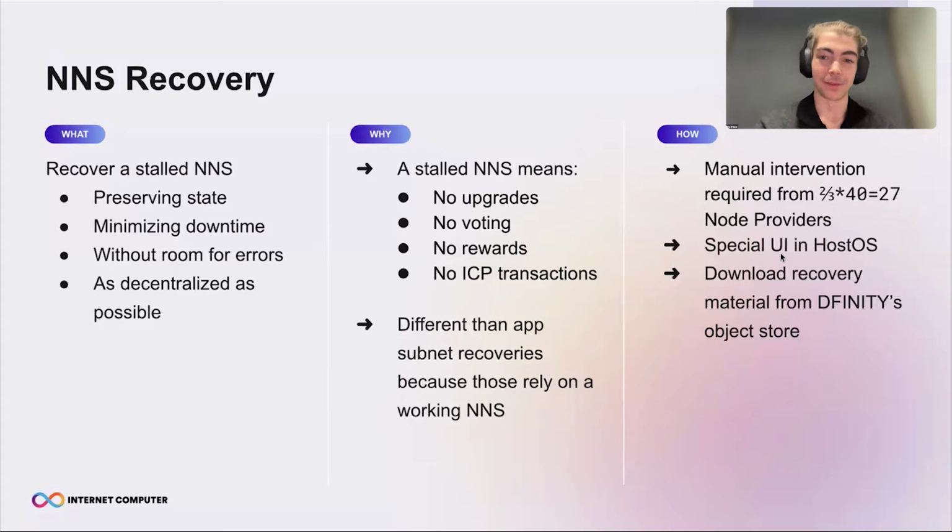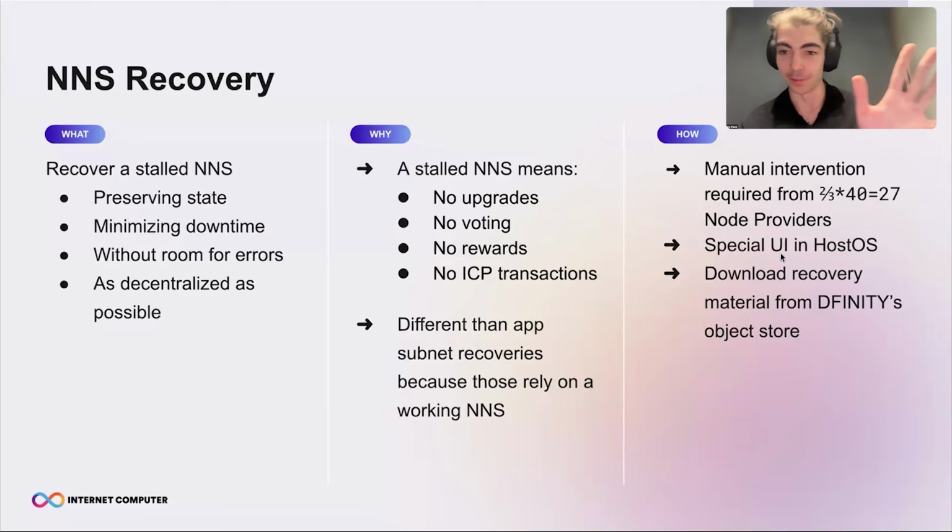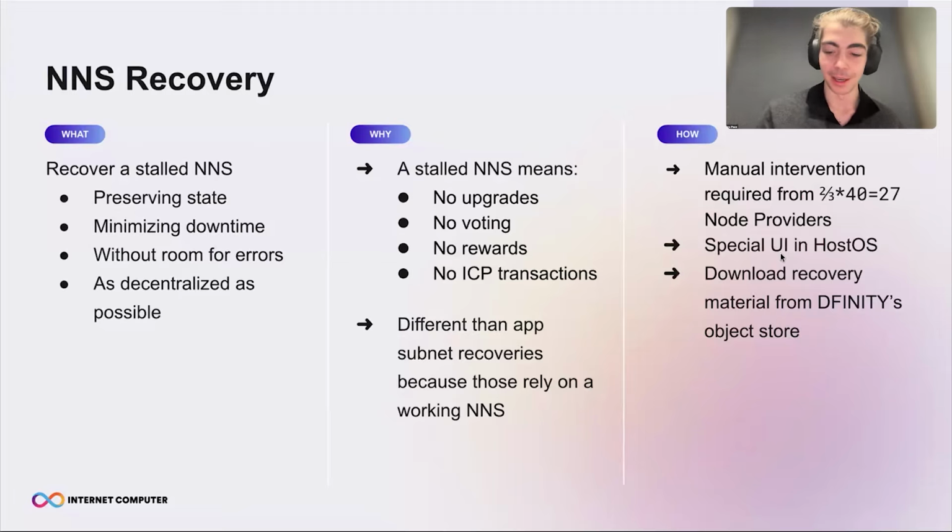Instead, we'll have to ask for help from our fellow node providers, from two thirds of them. That's a consensus quorum. So if 27 node providers cooperate out of the 40, we'll manage to revive the NNS subnet. To do that, the node team developed a special UI in the host OS that we'll demo later, which allows downloading the recovery material from Dfinity's own object store, which is the same place where we store IC upgrades, but we'll cover all of that in the next slides.